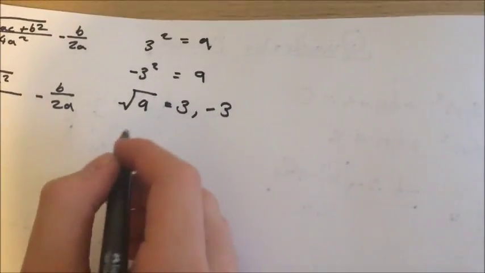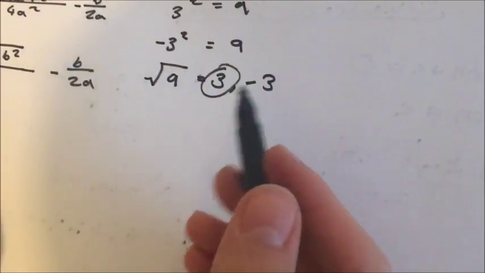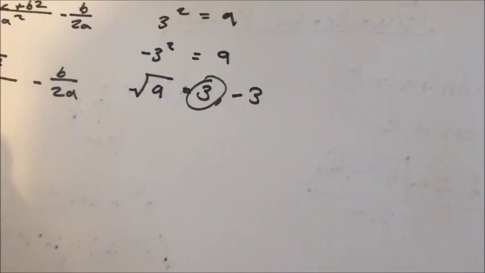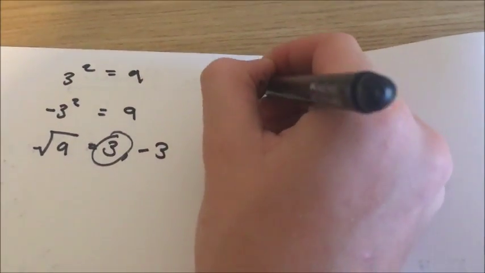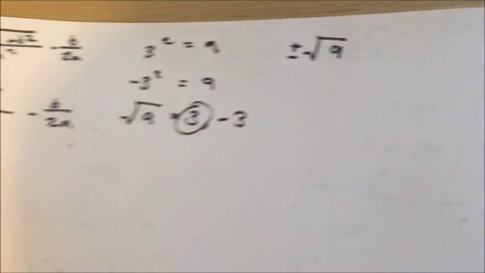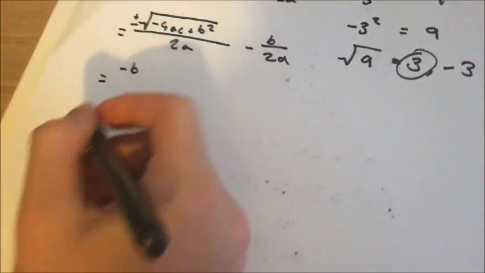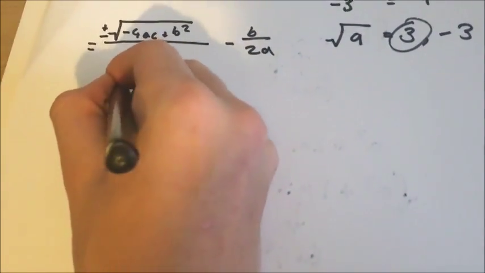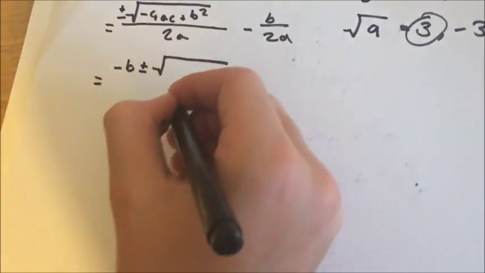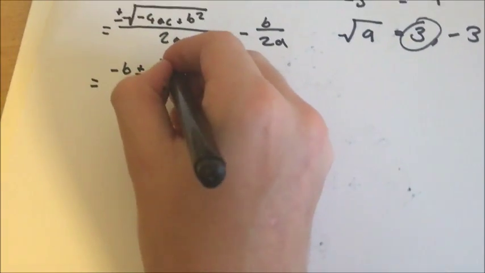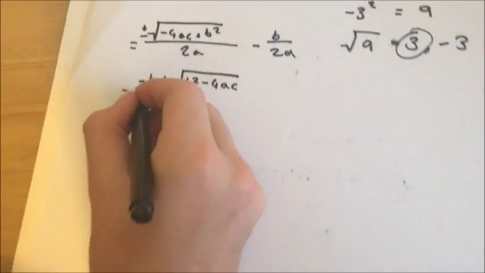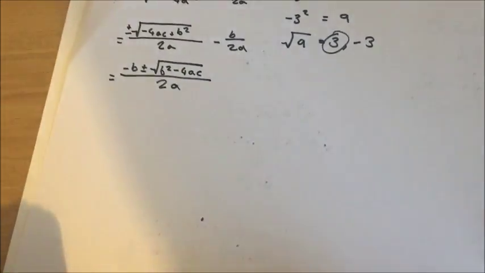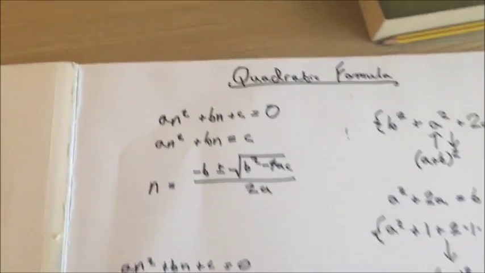Due to convention, we would say that root 9 is 3. If we wanted to find all the possibilities of numbers that when you square them give us 9, we would say plus or minus the square root of 9. So this square root up here is actually plus or minus this. So we have negative b plus or minus the square root of, I'm just going to rearrange these slightly because of convention, b squared minus 4ac all over 2a. And that is our equation before. That's the quadratic equation.